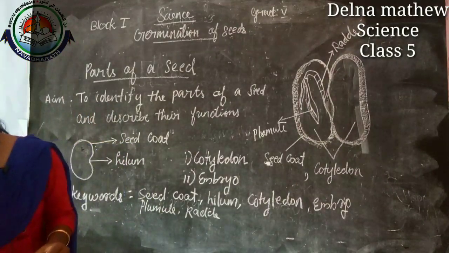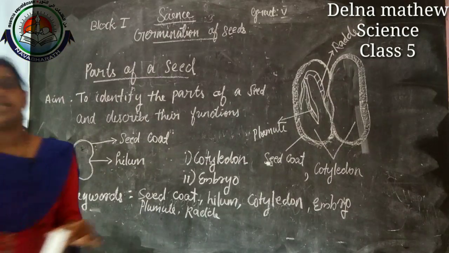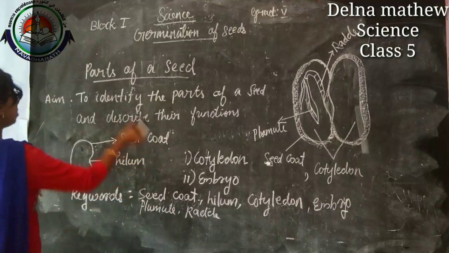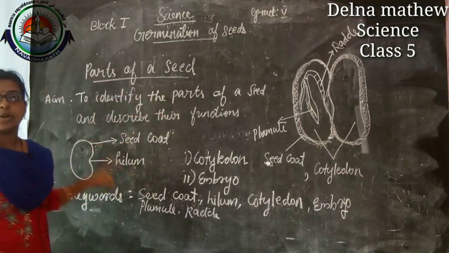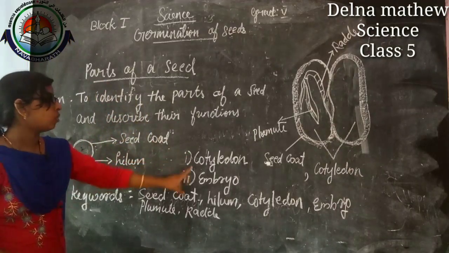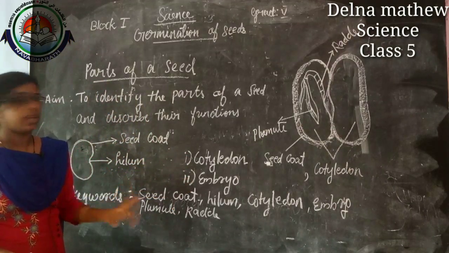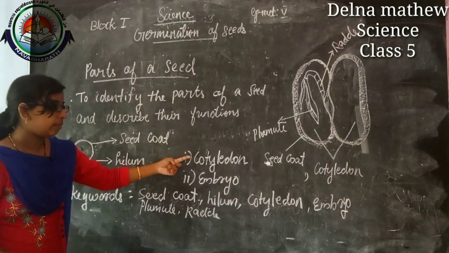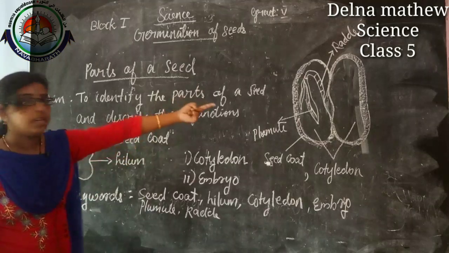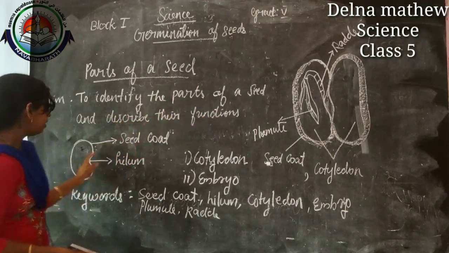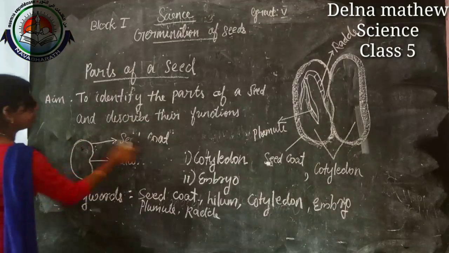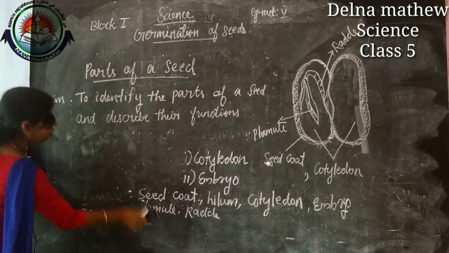Our second lesson is germinating seeds. Are you clear about all these things? Parts of a seed: four parts, seed coat, hilum, cotyledon, embryo. Embryo is the baby plant. Cotyledon provides food for the embryo. Seed coat protects the inner part. Hilum is a covering and it is attached to the pod. Okay, that's all about our first lesson.